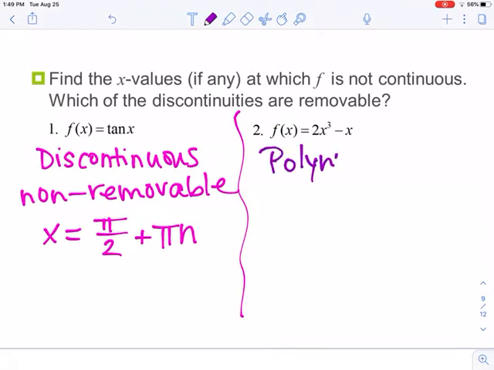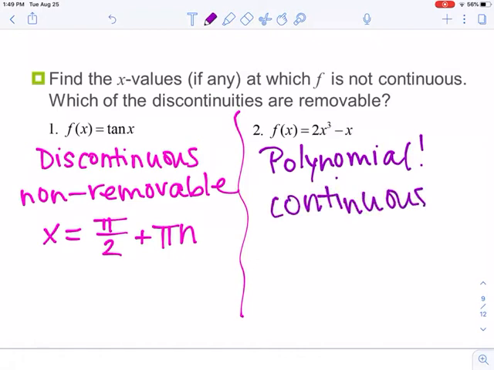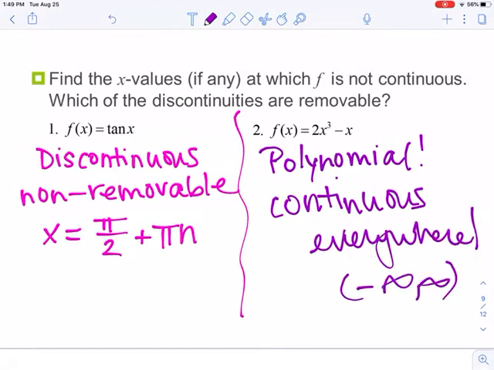Okay. Number 2. What kind of function is that? It's polynomial, which means it is continuous everywhere.